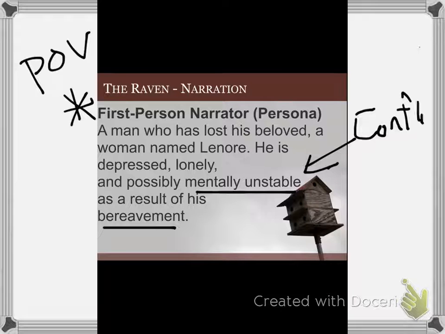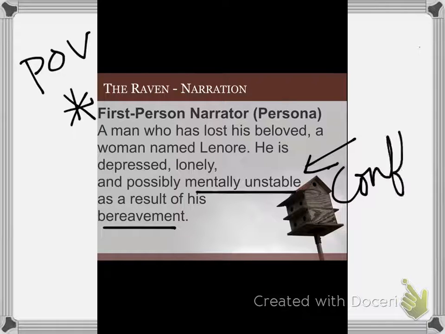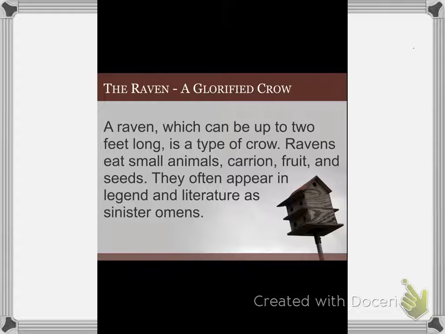Bear with me. I'm trying to figure out how to use this. Conflict. Mentally unstable. If it's happening in his mind, that's man versus self. That's the kind of conflict that we're dealing with if he's mentally unstable. So first person point of view, and he's possibly mentally unstable, so that is our conflict.